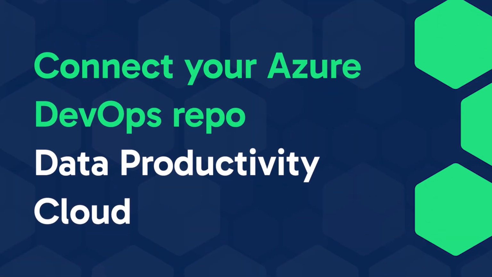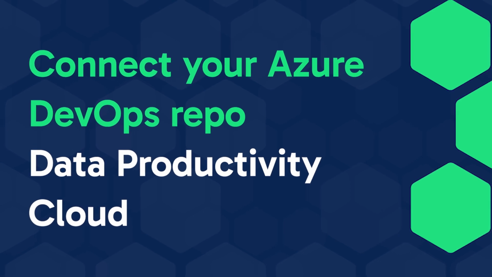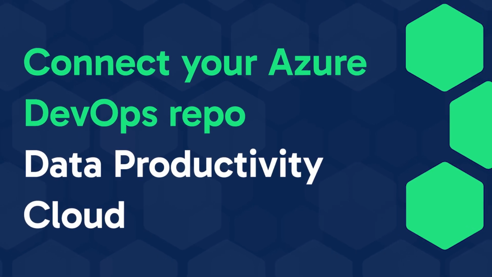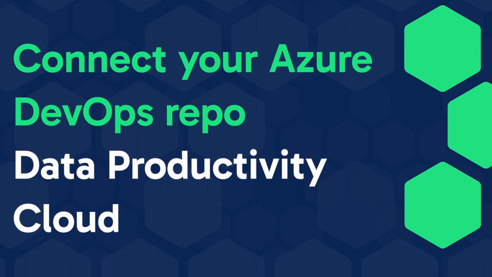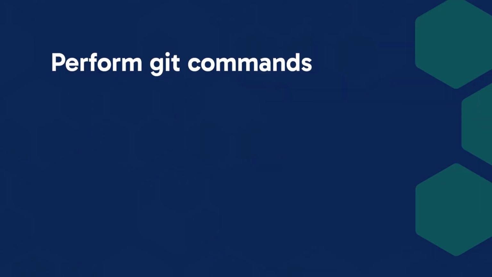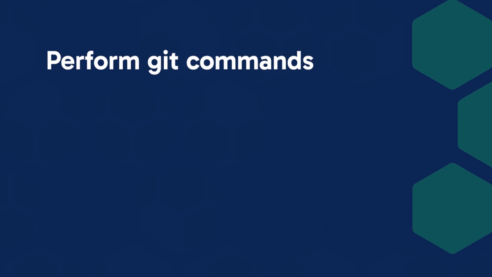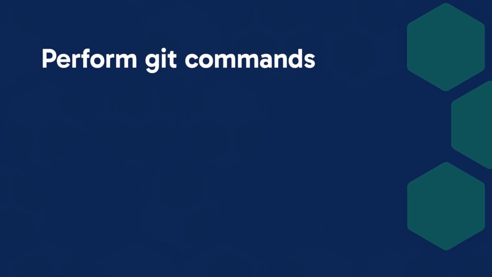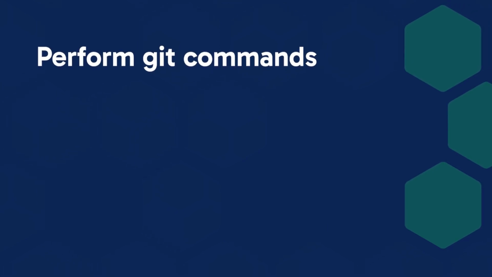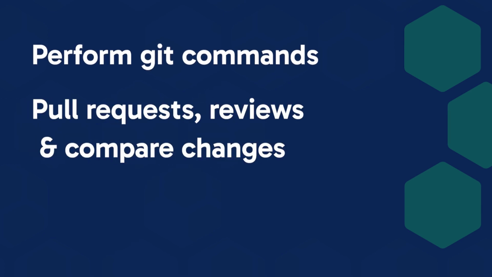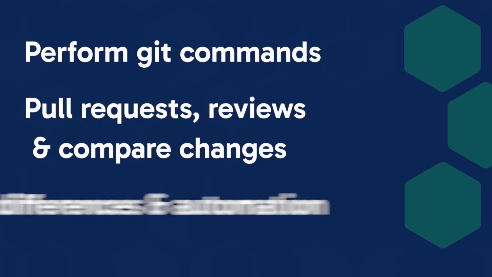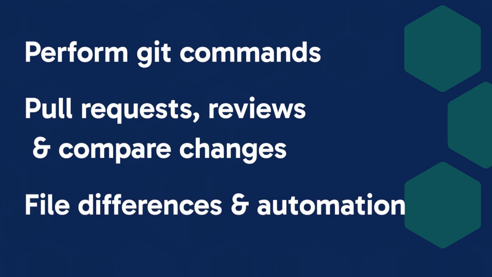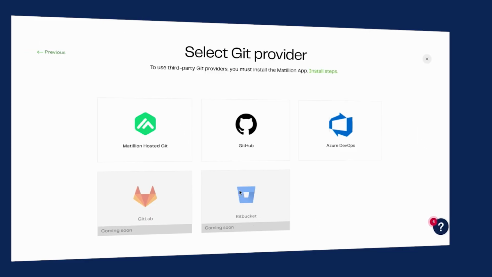If you use an Azure repo in Azure DevOps, you can now manage changes in your Data Productivity Cloud pipelines by connecting your Azure repo to a Designer project. You can perform standard Git commands from within Designer and collaborate with your team. You can also leverage Azure DevOps advanced collaboration features such as pull requests, reviews, and comparing changes between commits. You can see your full commit history, view file differences, or trigger automation to build, test, and deploy using Azure DevOps.